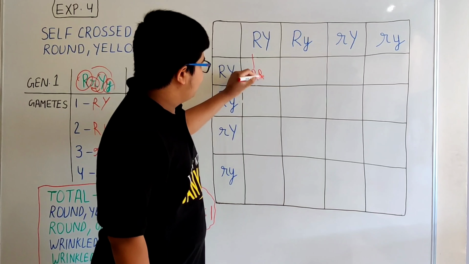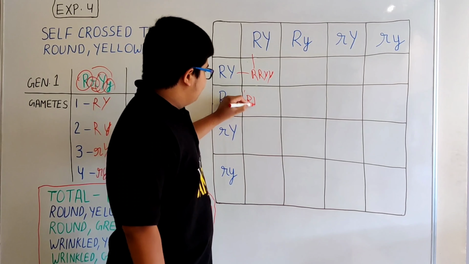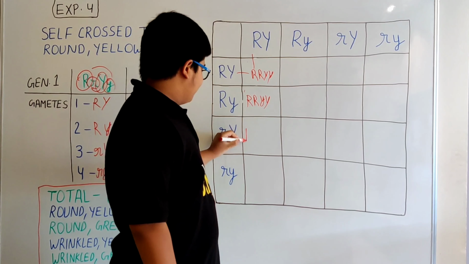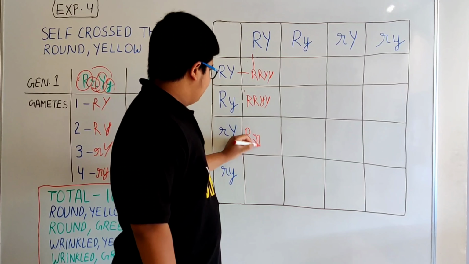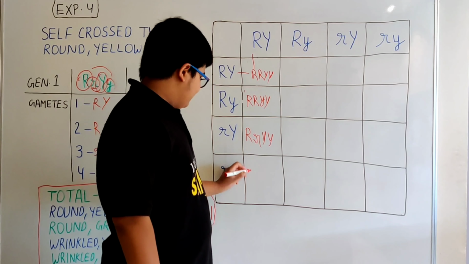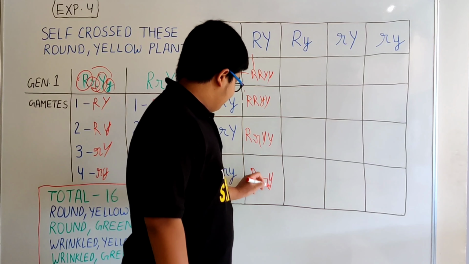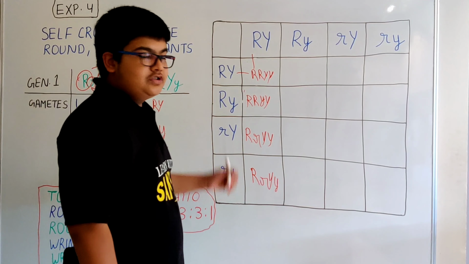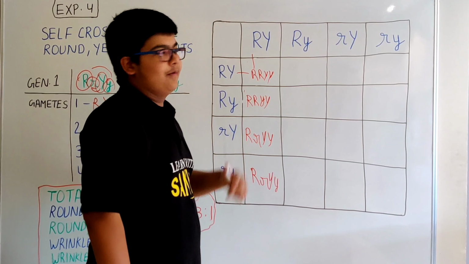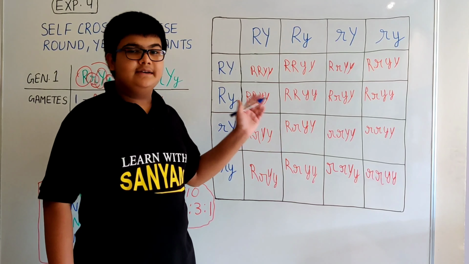So the first offspring will be capital R, capital R, capital Y, capital Y. Similarly, the second offspring will be capital R, capital R, capital Y, small y. Similarly, the third offspring will be capital R, small r, capital Y, capital Y. Similarly, the fourth offspring will be capital R, small r, capital Y, small y. So you just have to keep on completing this square and you will get all the 16 offsprings that are formed. So let's see what will be the characteristics of the newly formed offsprings.